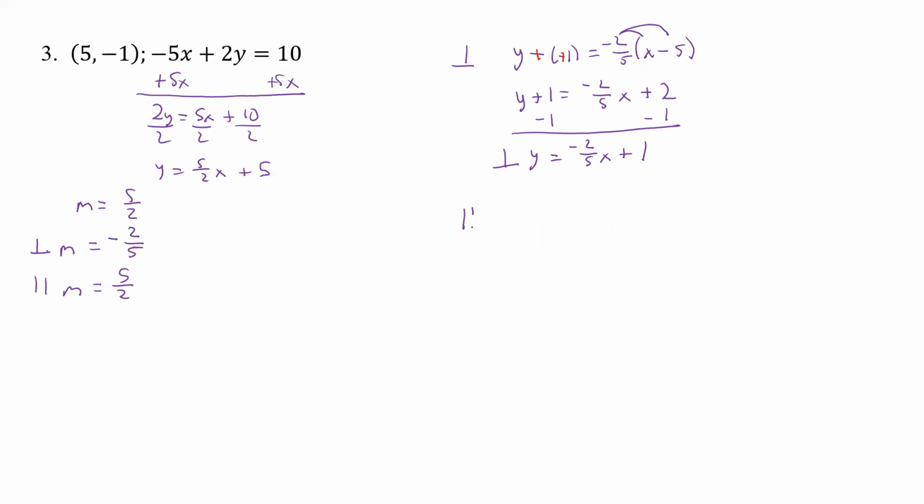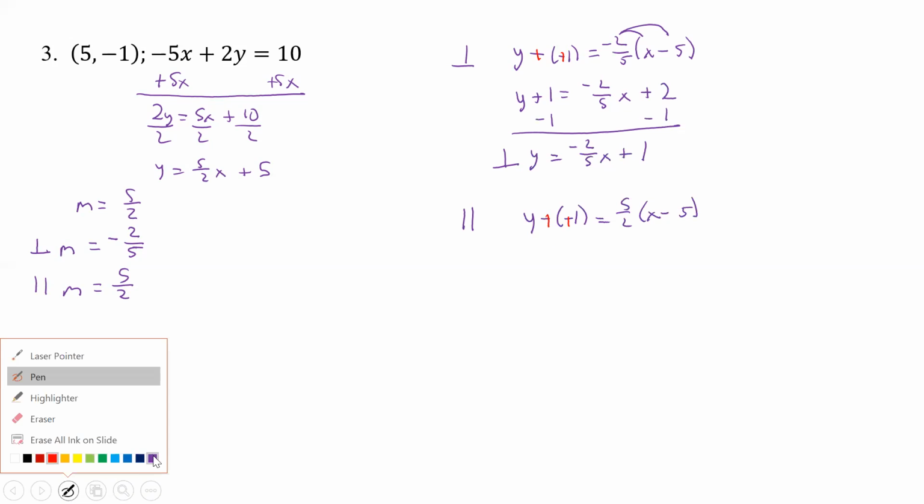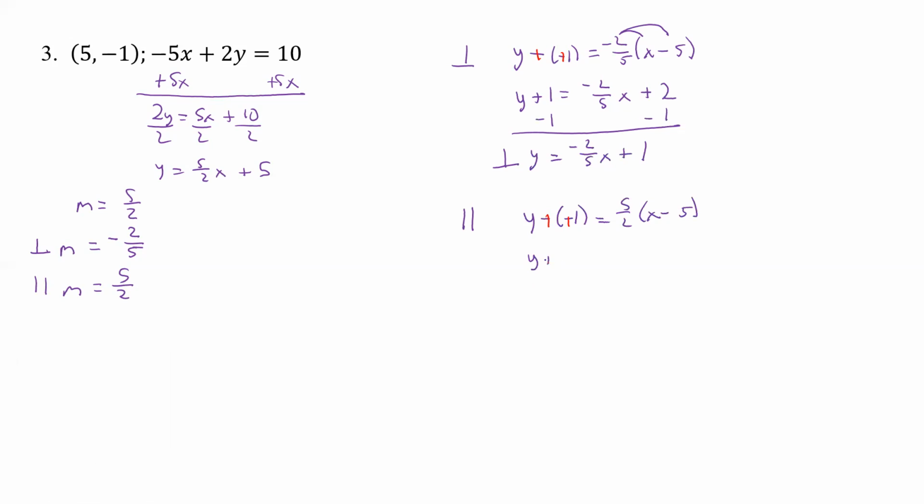Now what about parallel lines? Well, that's going to be y minus a minus 1 equals, now the original one was 5 halves, so we're going to have 5 halves times x minus 5. Now again, that negative negative is positive, and we get y plus 1 equals, distribute, 5 halves x minus 25 over 2.